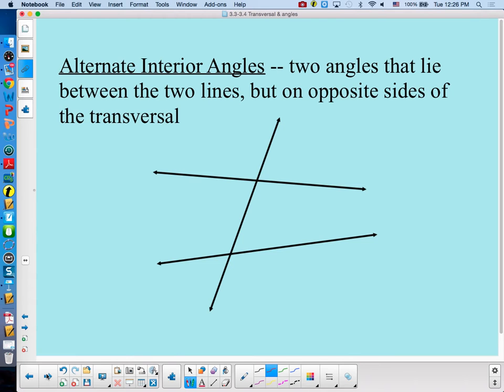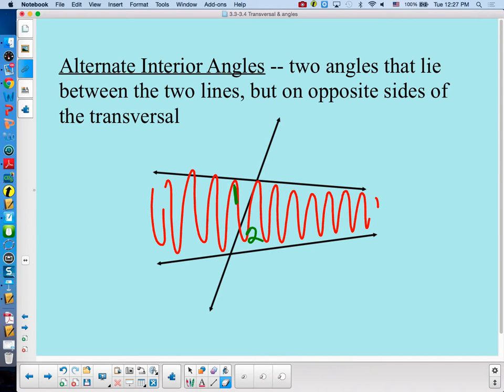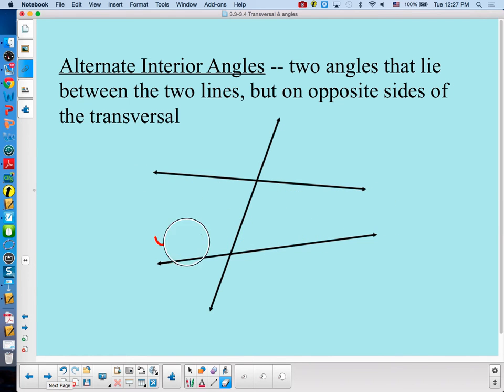Okay, so I'm going to kind of scribble between the two lines, we mean this part. So the angles for alternate interior are between there. So if I put a 1 over here, then the 2 would go in that spot. I'll get rid of the scribble so that you can see it better. So here's an example for your notes. Angle 1, angle 2. Alternate interior.